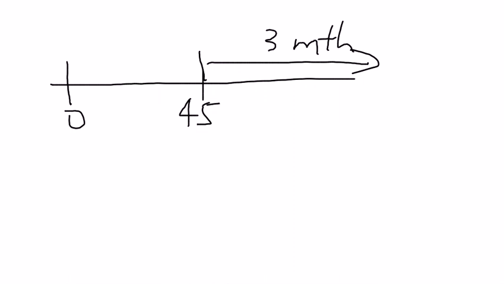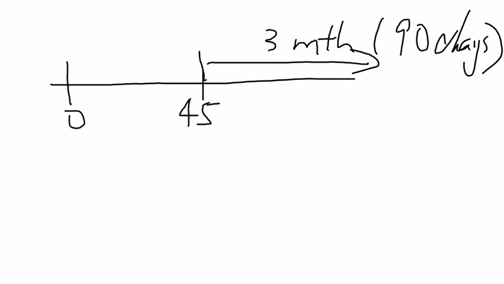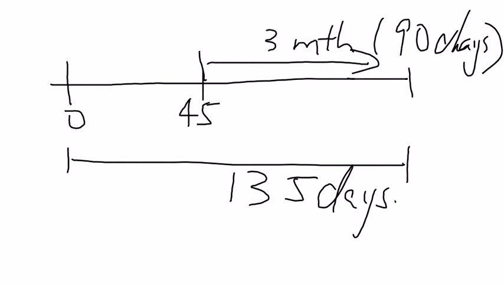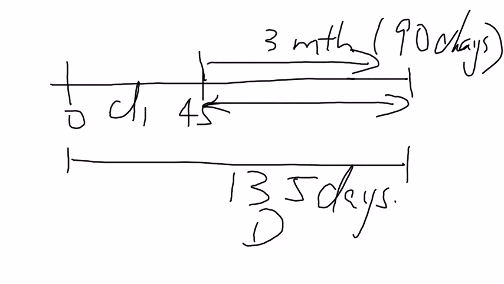3 months technically is about 90 days. So the US dollar borrowing of this $1 million for 3 months actually starts at 45 days. If these 90 days end here, then from time 0 until the end is altogether about 135 days. According to the textbook notation, this 45 days here we call D1, and the 135 days here we call big D, and the 45 days to the end of 135 days, which is 90 days, we call D2.